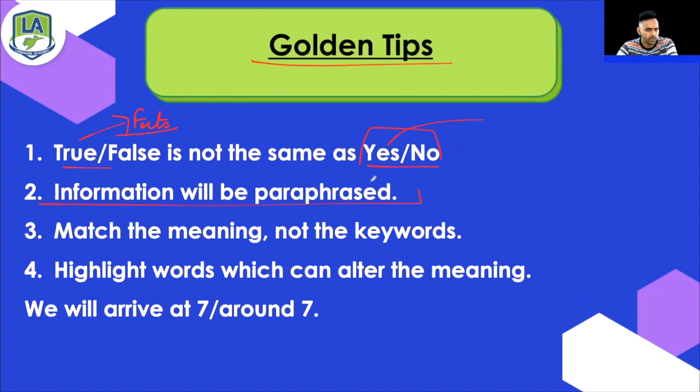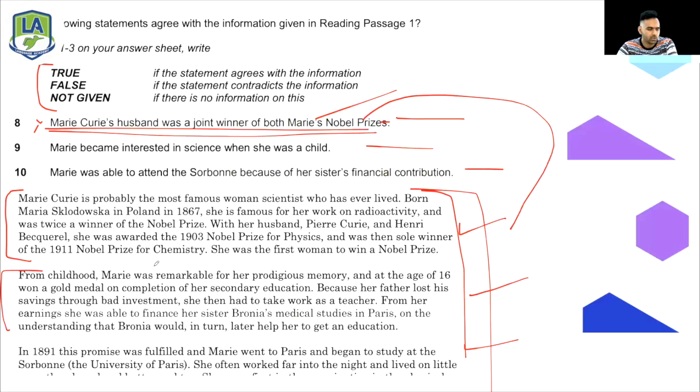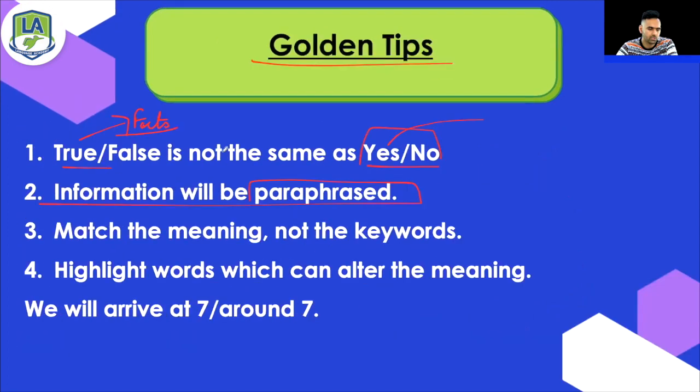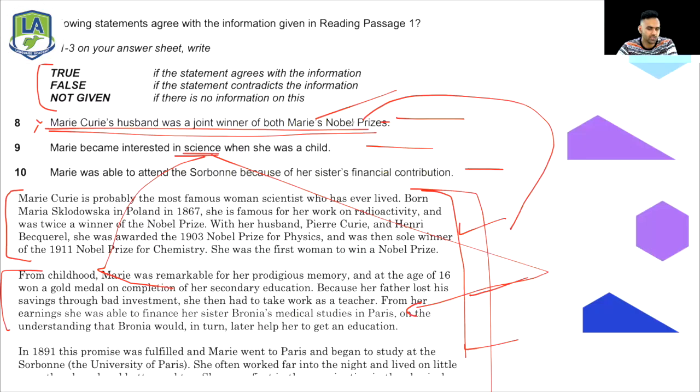Information will always be paraphrased. IELTS are not just checking whether you can locate the same keyword here in the passage, somewhere here. They are actually focusing on whether you can comprehend the meaning. Reading is not just about locating the keywords, it's more about understanding the message. So you have to focus on this thing, that your information will be paraphrased. You won't find the same information here and same information here. You'll have the same meaning but different words.